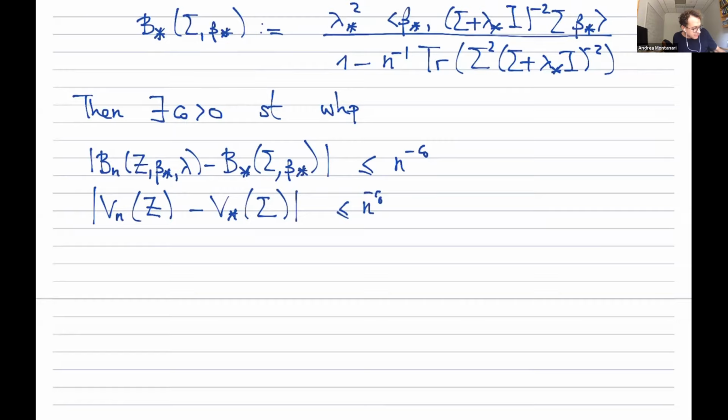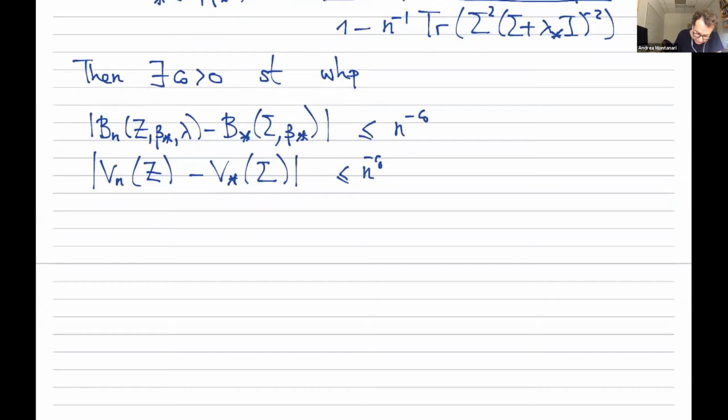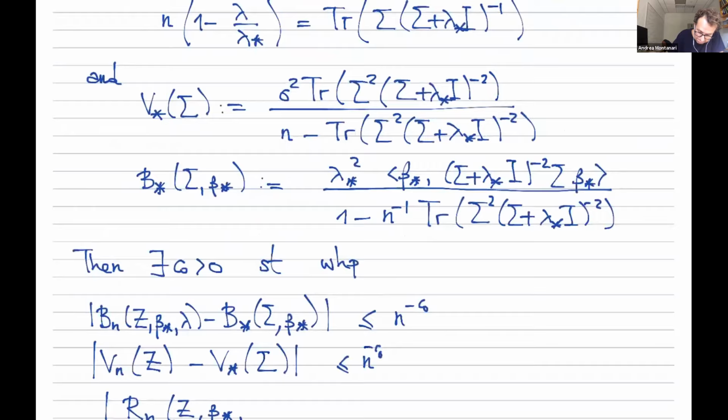In the paper we don't prove anything about the cross term, but that proof can also be written. I was planning to write it in the LaTeX lecture notes for this, but I claim that this is also true.